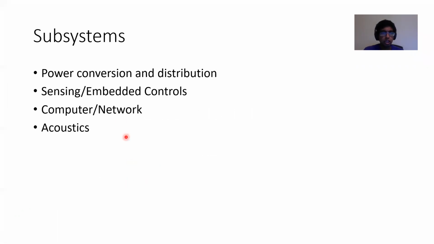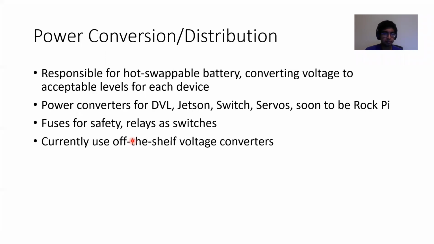All right, so in the electronics stack, we have four main subsystems. Namely, we have one subsystem dedicated towards power conversion and distribution, one dedicated towards sensing, as well as our embedded systems and embedded controls, one subsystem that deals with our computer and network, and then one system that deals with acoustics and acoustics processing, acoustics filtering, and that type of thing.